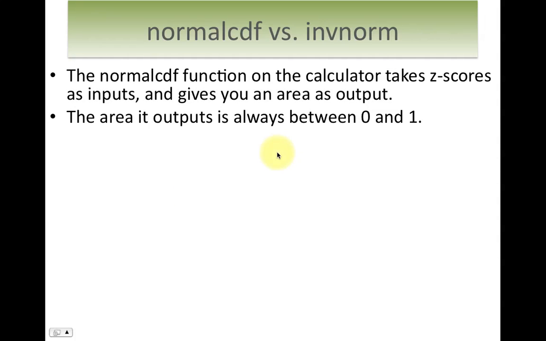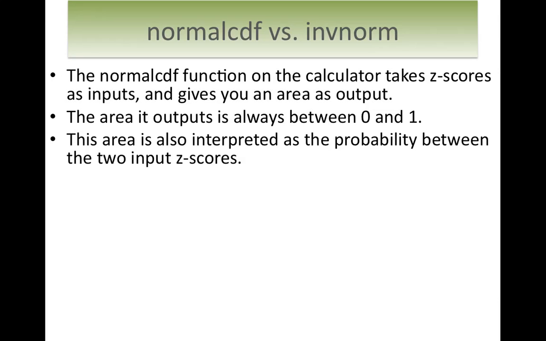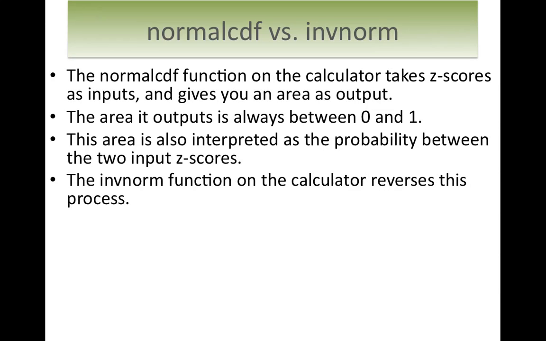So you'll enter a z-score in the form lower z-score for the lower limit, upper z-score for the upper limit. You'll put in a mean and standard deviation of 0 and 1, and then NormalCDF will give you an area. We can interpret this area as the probability between the two input z-scores. And we're going to look at more examples where we answer probability questions that can be solved with NormalCDF.